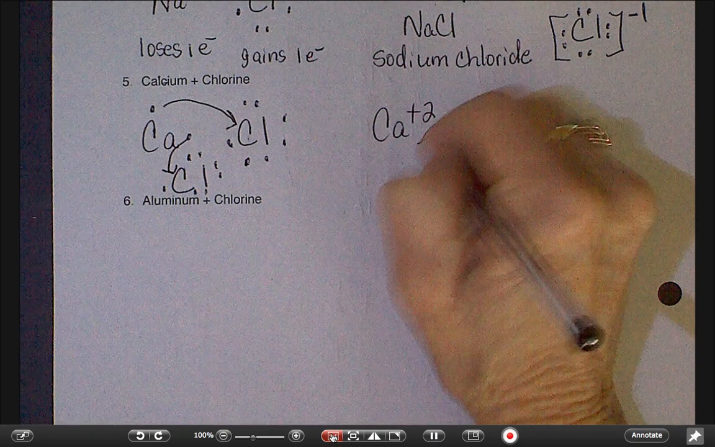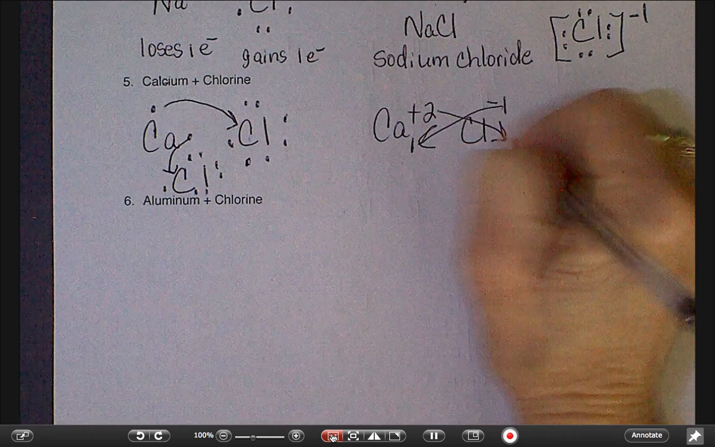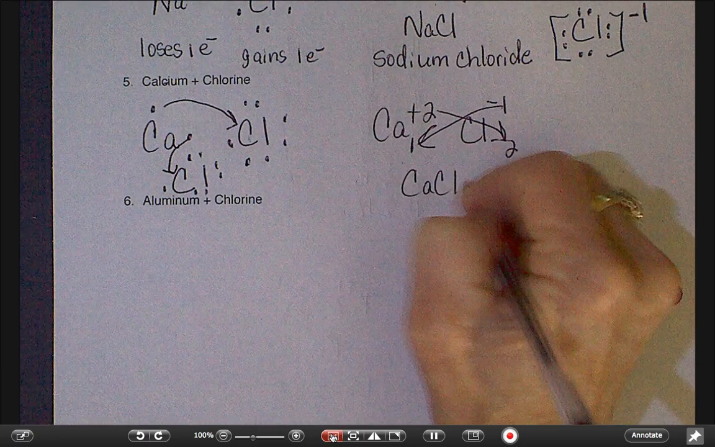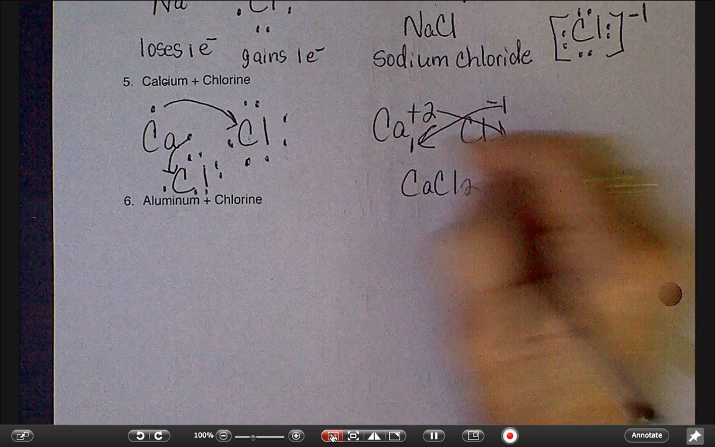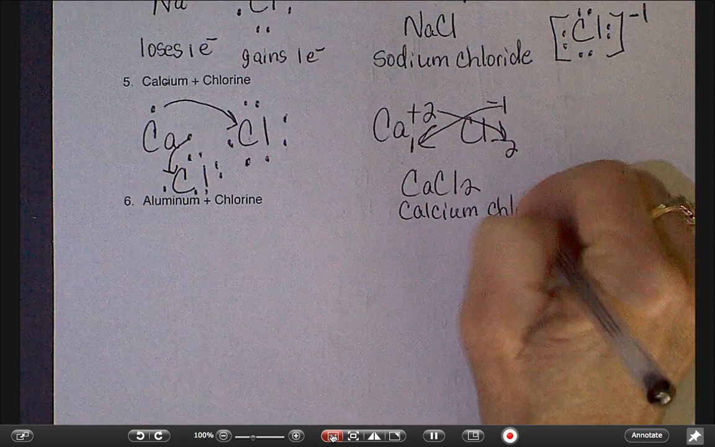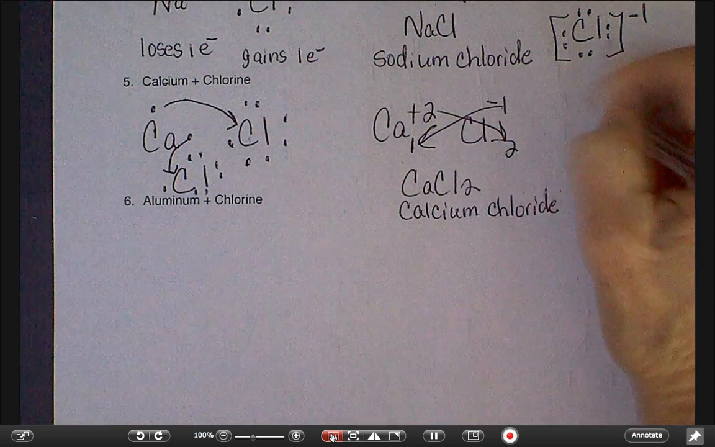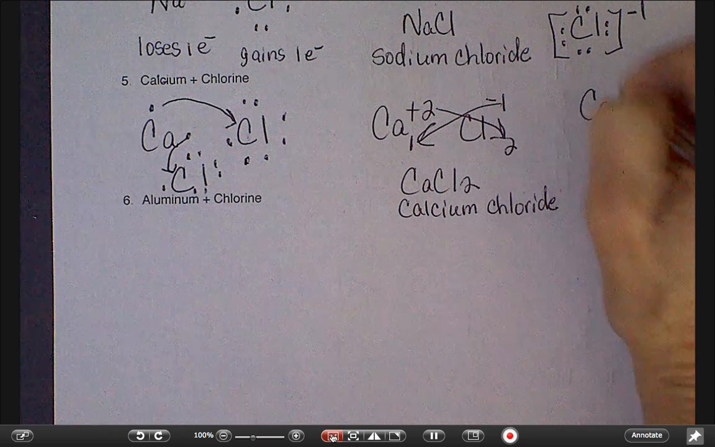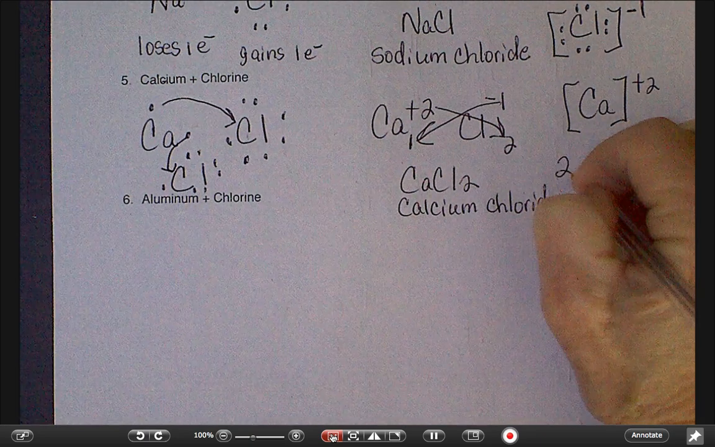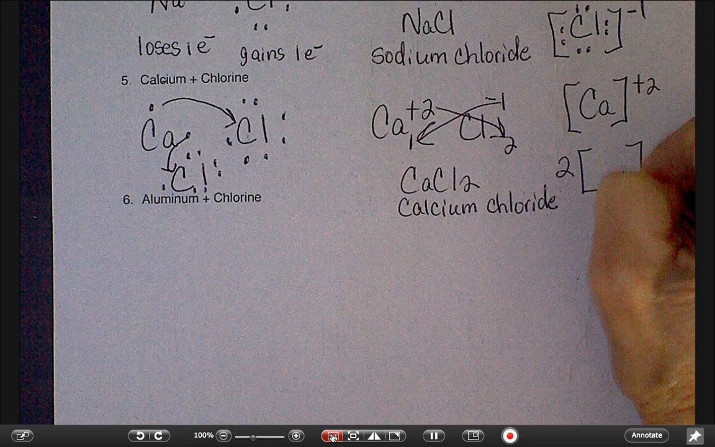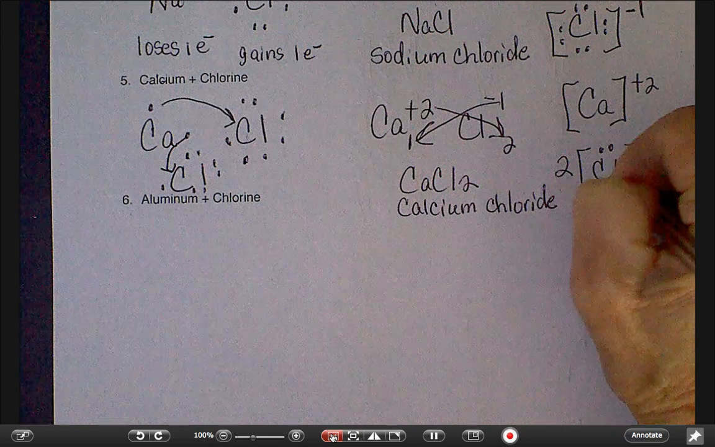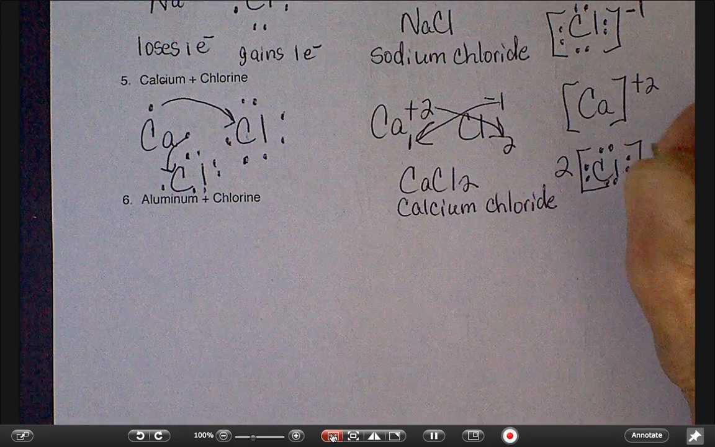Crisscross. 1, 2. The correct formula is what? Okay, what's its name? Okay, so Ca bracket +2, and we have 2 chlorines with 8 electrons, at a -1.